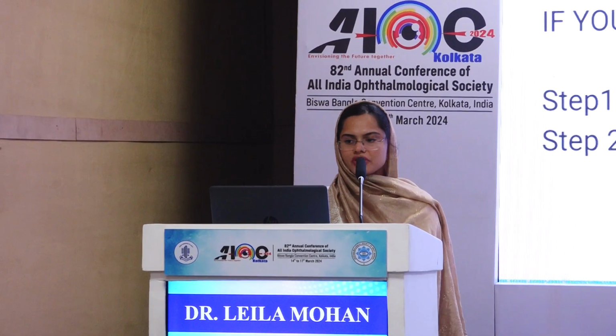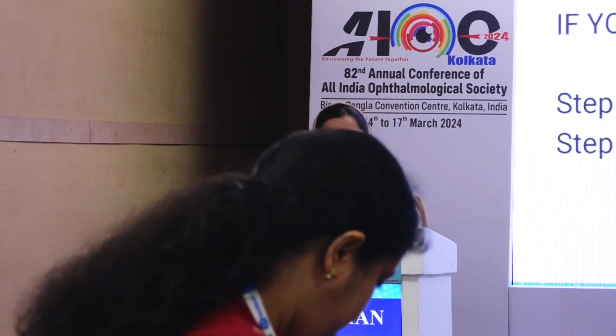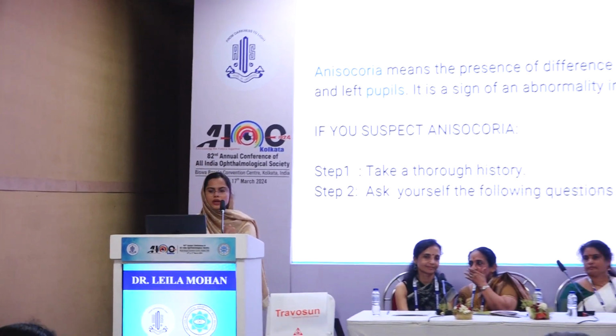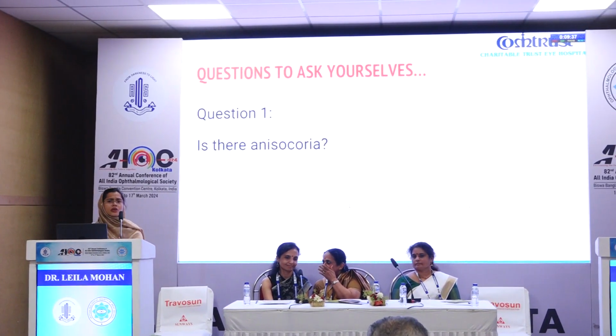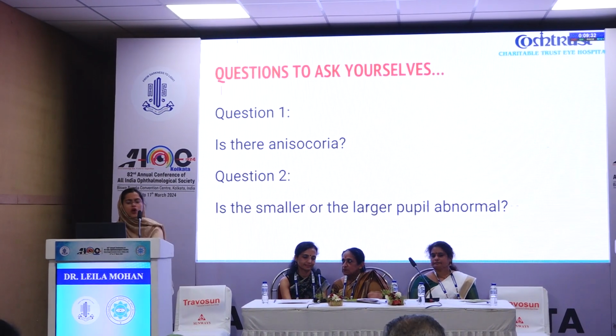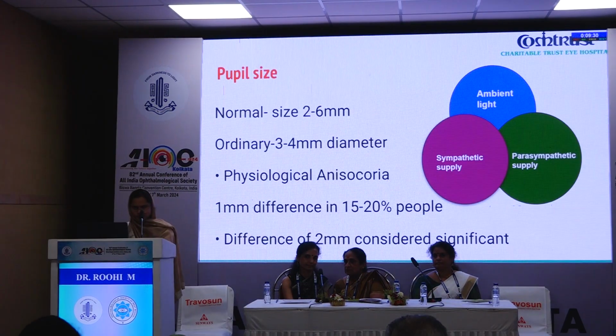I would like to speak on an approach to anisocoria. Anisocoria, in layman's terms, means the presence of difference in the size of the right and the left pupils. It is a sign of an abnormality in the efferent pathway. If you suspect anisocoria, the first step is to take a thorough history. The second step is to ask the following questions to yourself. First question: is there anisocoria? And the second: is the smaller or the larger pupil abnormal?